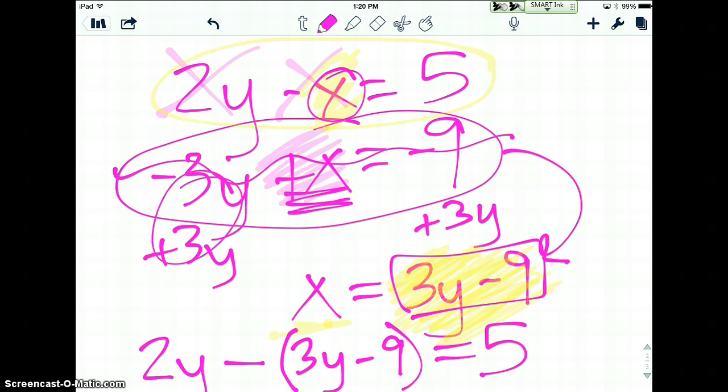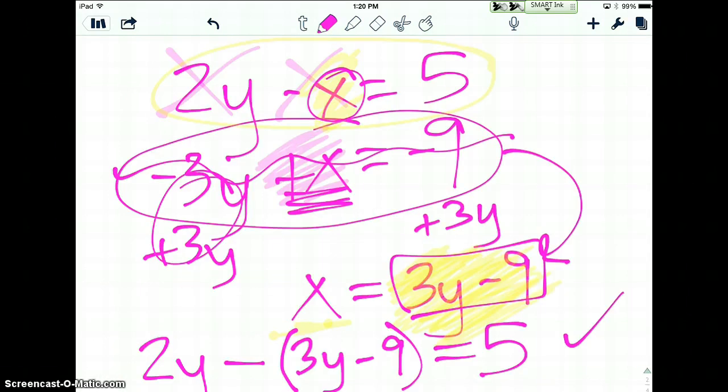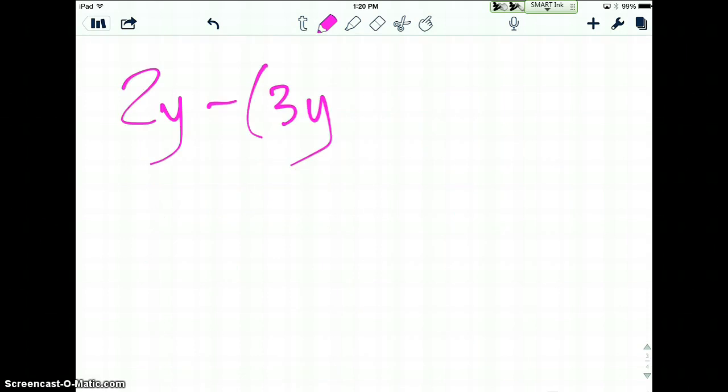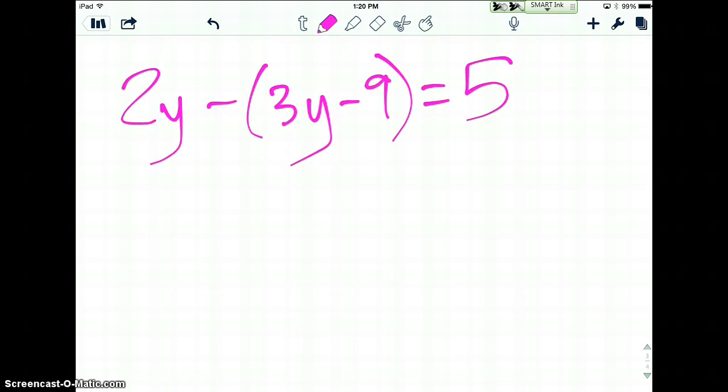And again, what's nice about this equation is that I have one variable that I can figure out the value of. So all I need to do is solve it. So I have 2y minus the quantity of 3y. What was that other part? You're probably telling me right now. Minus 9. And that's all equal to 5. So just making sure I wrote it down right.